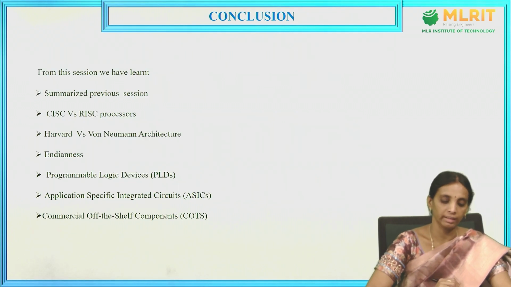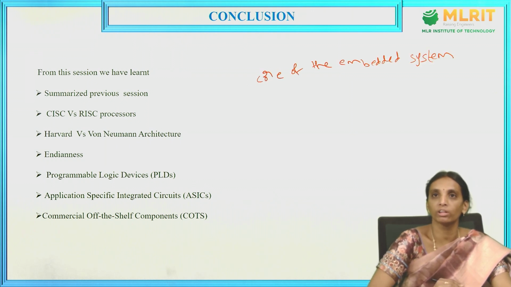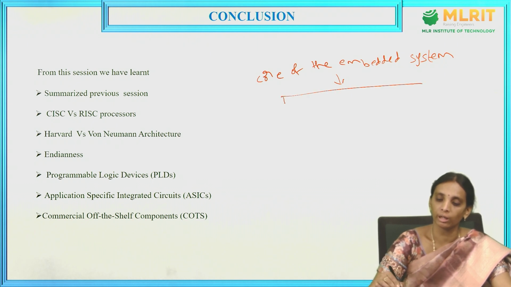So these are the different types of processors available in the core of the embedded system. In the previous session we discussed what the core of the embedded system is, that is the brain of the embedded system. It contains different types of processors like the general purpose processor, application specific instruction set processor, application specific integrated circuits, PLDs or cards.